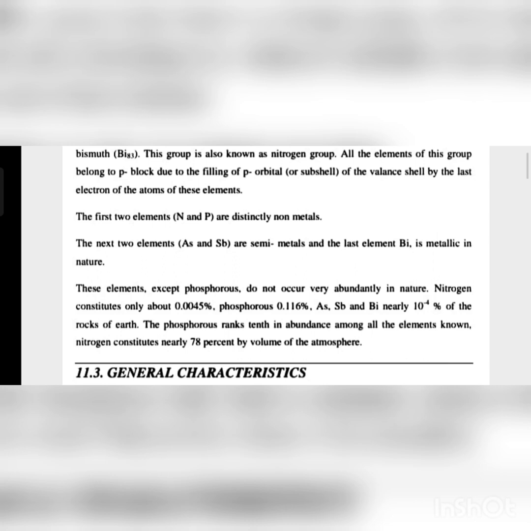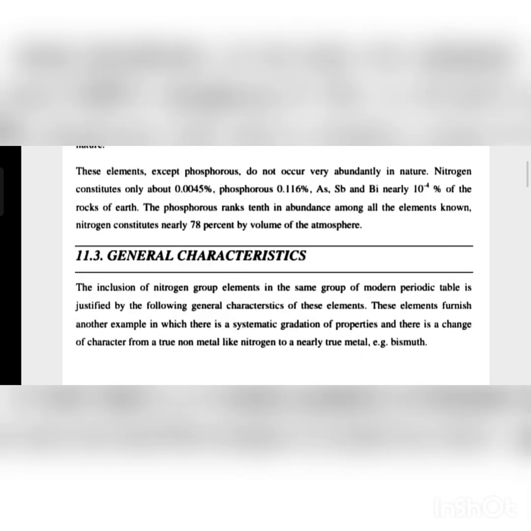Nitrogen constitutes only about 0.0054%, phosphorus 0.116%, antimony and bismuth nearly 10 raised to power minus 4% of the rocks of the earth. Phosphorus ranks 10th in abundance among all the elements known. Nitrogen constitutes nearly 78% by volume of the atmosphere.